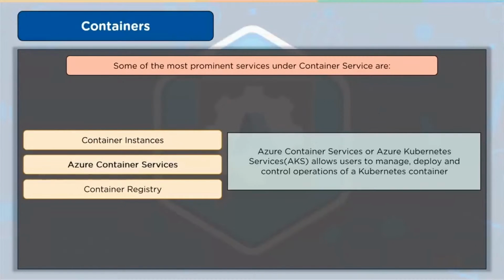Moving on to the next one, Azure Container Services. Azure Container Services or Azure Kubernetes Service allows users to manage, deploy, and control operations of Kubernetes containers. Orchestration is a term used to describe the process of automating, managing, and interacting with a large number of containers. Azure Kubernetes Service is a comprehensive container orchestration service for distributed architectures and high volumes of containers.